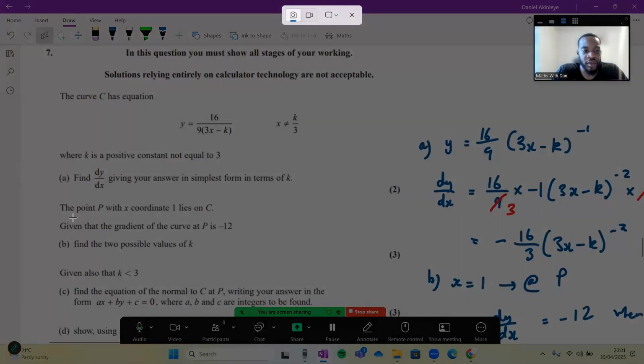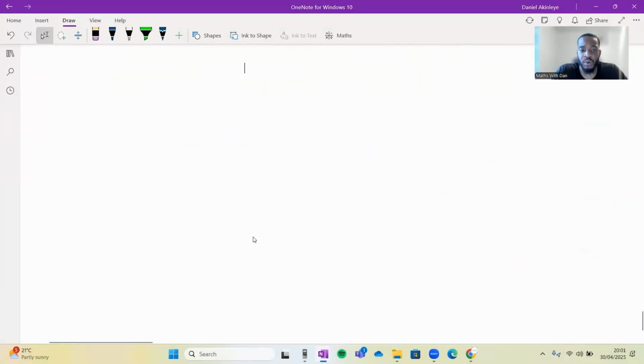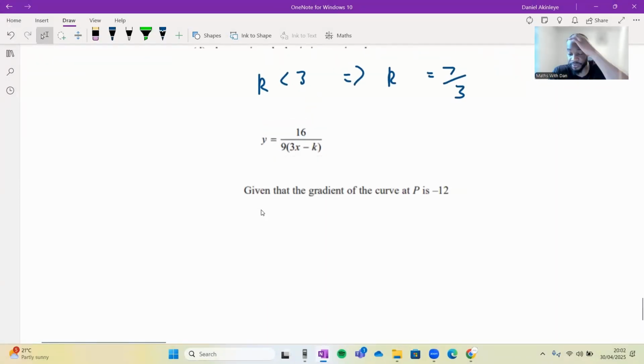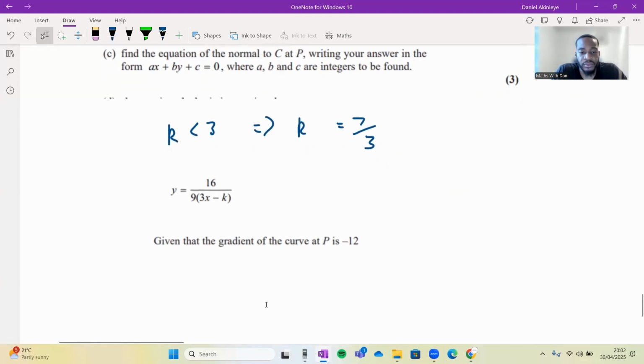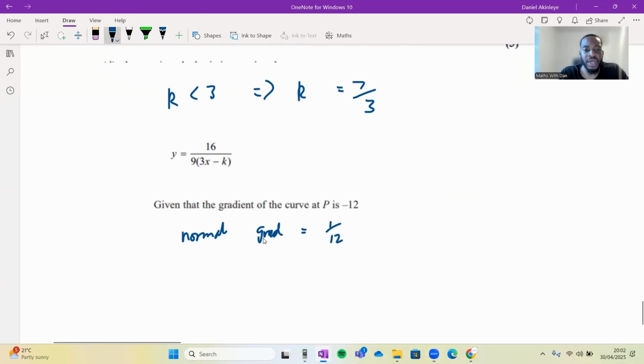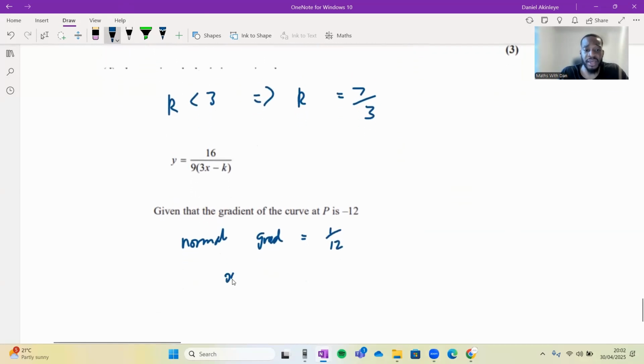So if the gradient of the curve, which is the gradient of the tangent, is minus 12, what would the gradient of the normal be, guys? Fantastic. The negative reciprocal. So I'm going to just say here that the normal gradient is going to equal 1 over 12, right? We know that x was 1 at this point P. Now, since we know x is 1 and we now know our value of k, we can use that to figure out what y must be. So I'm going to plug in x equals 1 when k equals 7 thirds into my original formula to figure out what y is. Does that make sense, guys?